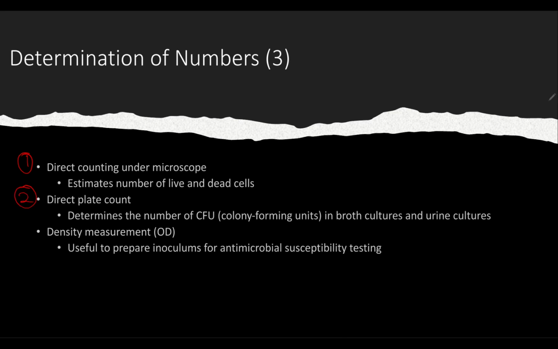The second method is the direct plate count. This is not using anything, just your naked eye and the plate where you grow the bacteria. And the third one is by using a machine, and this is what we call the density measurement or the optical density, because it uses light so that it can tell us the absorbance based on the turbidity, based on the density of the samples.